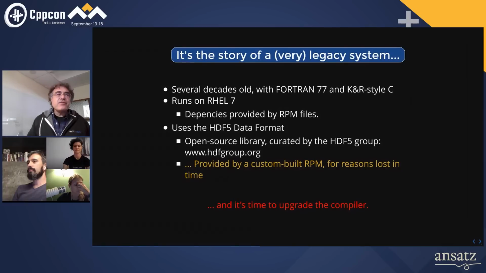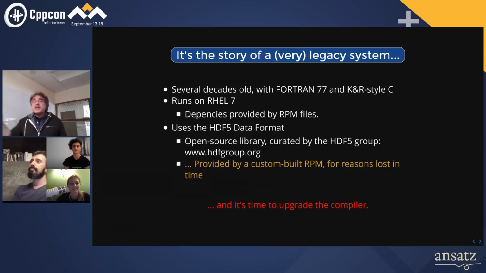And in our case, for reasons that are lost in time, we have a custom version of that RPM. We've got a custom built RPM, built we know not when, we know not where, we know not how or why or wherefore this RPM was built. But it has to go along with the rest of the system or nothing works, okay?